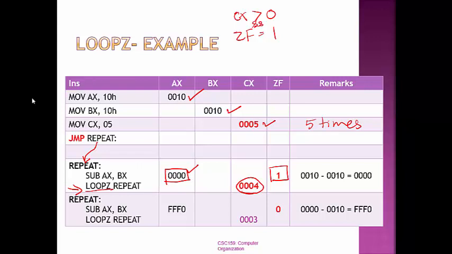So untuk case yang pertama, CX greater than 0, so dia dapat true. Untuk case yang kedua, 0 flag equal to 1, so dia dapat true. True and true, we will get true. So we will continue the loop instruction and we will go to the repeat instruction.